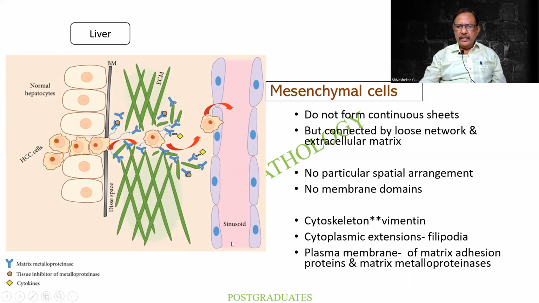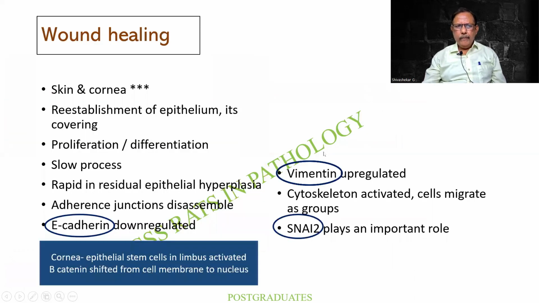So this is a reaction between the plasma membrane, the matrix adhesion proteins and matrix metalloproteinases. These are separate topics which I hopefully shall cover in the near future. Wound healing again, what happens? You find that there is a re-establishment, there is a proliferation, there is a differentiation. What does the word differentiation mean? It is resembling the cell of origin. It is a slow process, whereas in a case of epithelial hyperplasia, it is rapid, and still worse in a case of cancer.